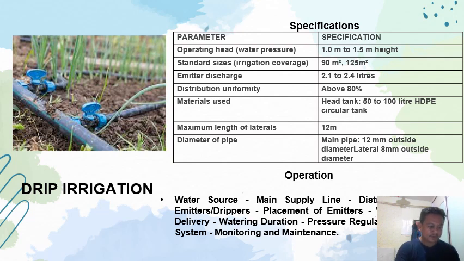How to operate? Water source to main supply line, distribution tubing, emitters or drippers, placement of emitters, water flow, drip delivery, watering duration, pressure regulation, turn off the system, monitoring and maintenance.